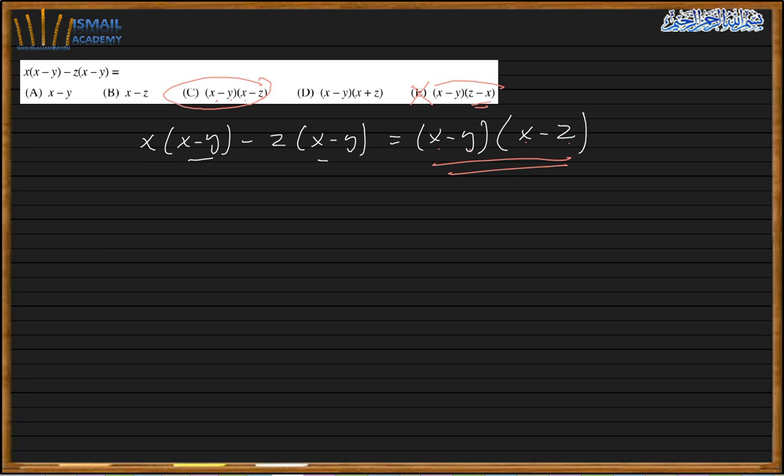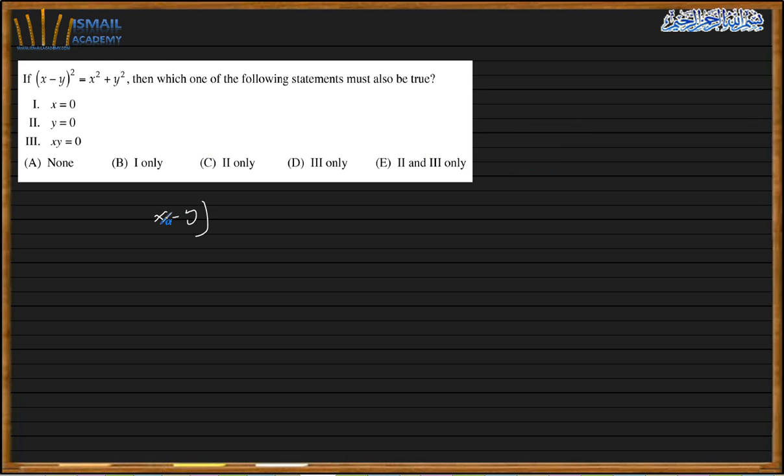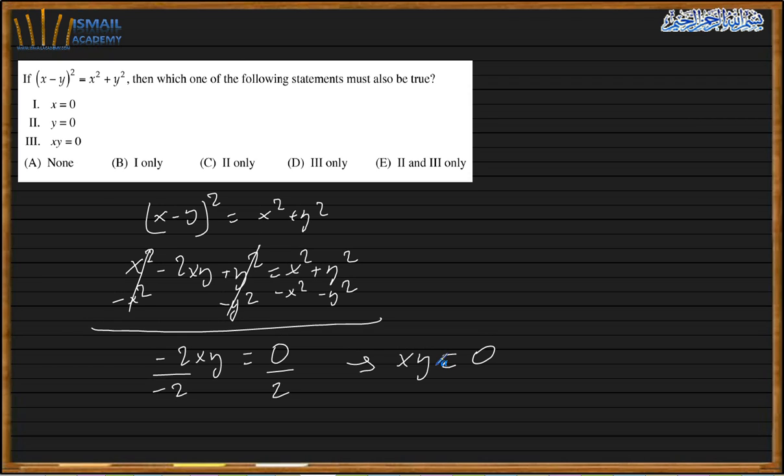next question. So we have x minus y squared equal x squared plus y squared. So this is x squared minus 2xy plus y squared equal x squared plus y squared. So this is cancelled out. So I get minus 2xy equal 0. All right, so my choice equals 0.